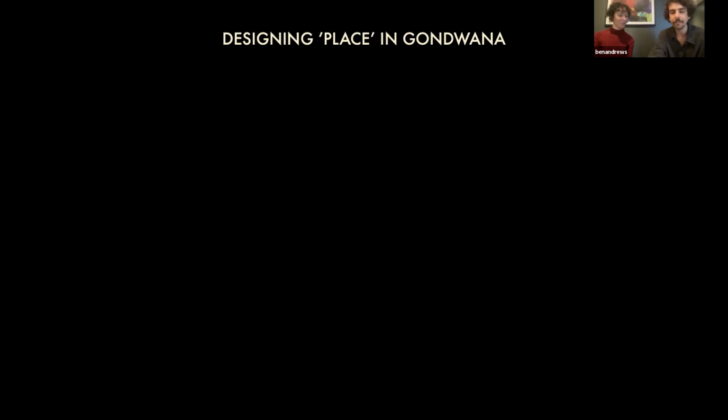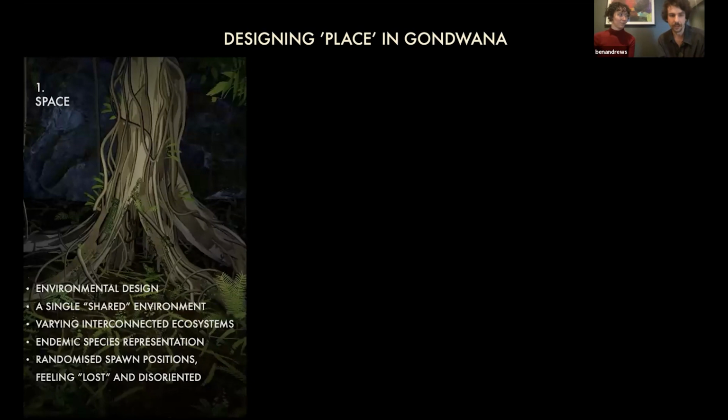The first layer was the spatial element: designing the environment and the terrain and the various ecosystems in Gondwana, such as beaches, waterfalls and rivers. A lot of that was the visual representation of the endemic species that exist only within this really small area, and working closely with traditional owners and scientists to make sure that representation was as specific as it could be. The broader community also fed into that specificity of space.